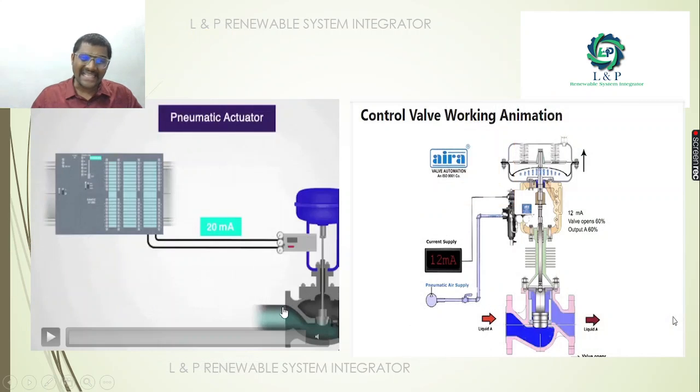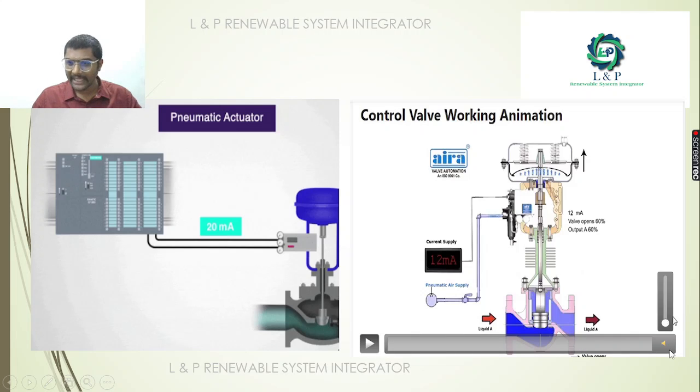See here, this is an example of a pneumatic valve, how it is operating. Now it is 20 volt, it is fully open. If you have 4 volt, it is closed. And see one more example. Here the current supply is given. When you give 20, it is opening, and when we make it 4 milliamps, it is 0, so it will close fully.